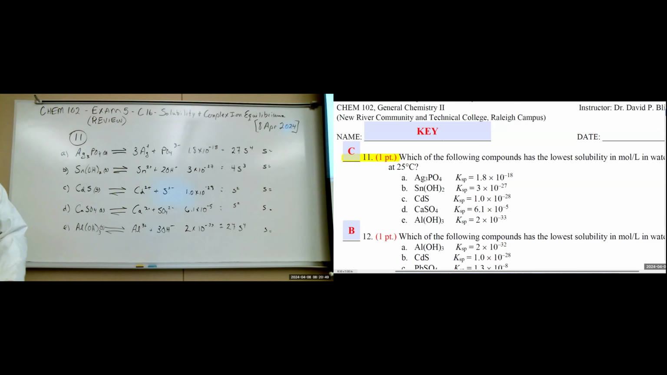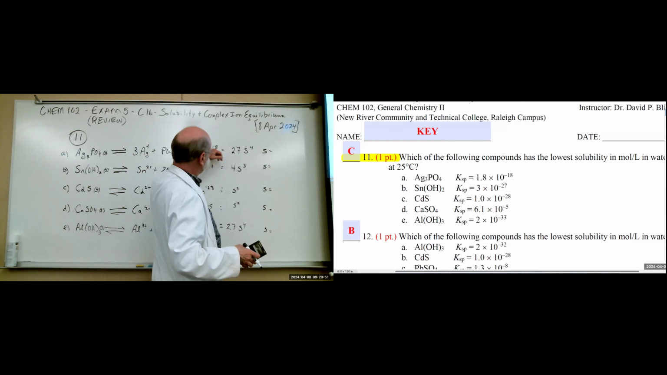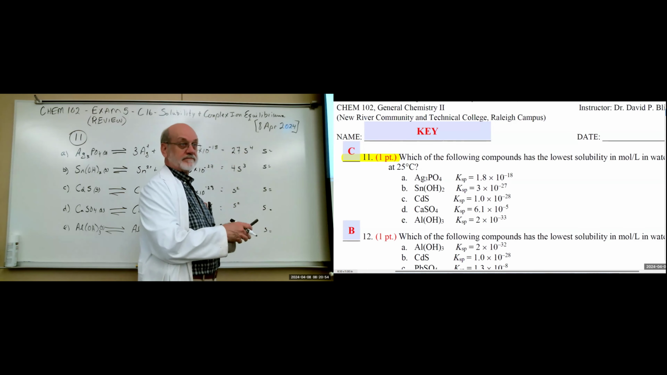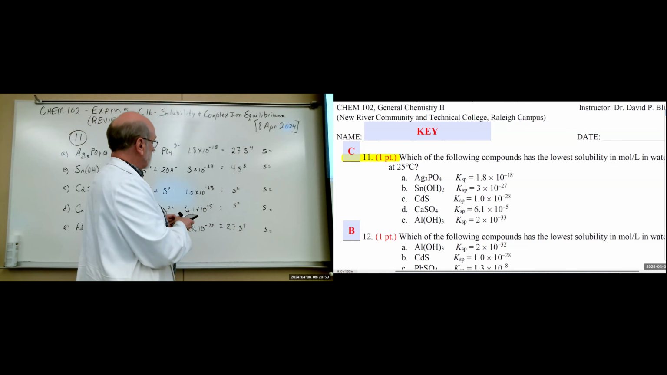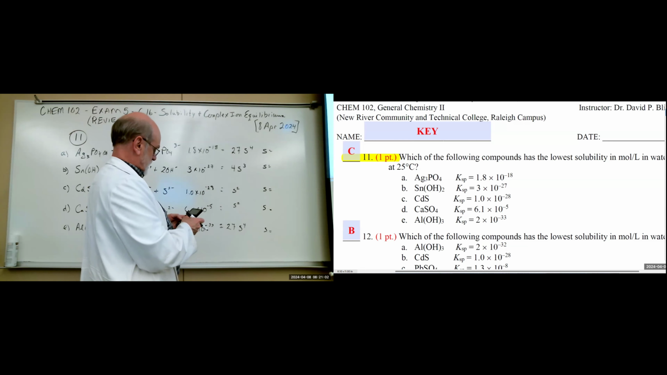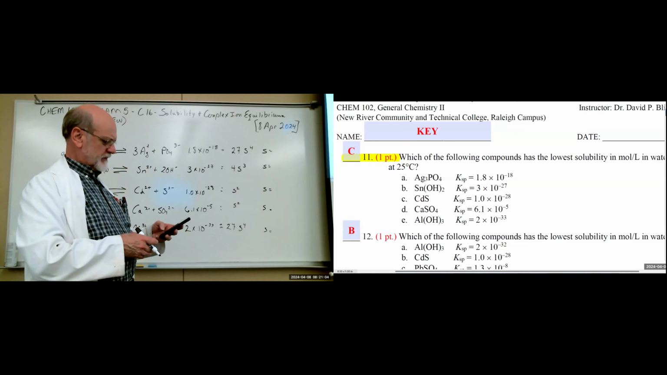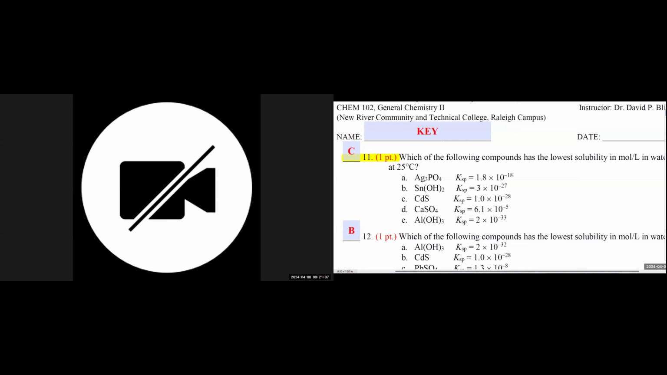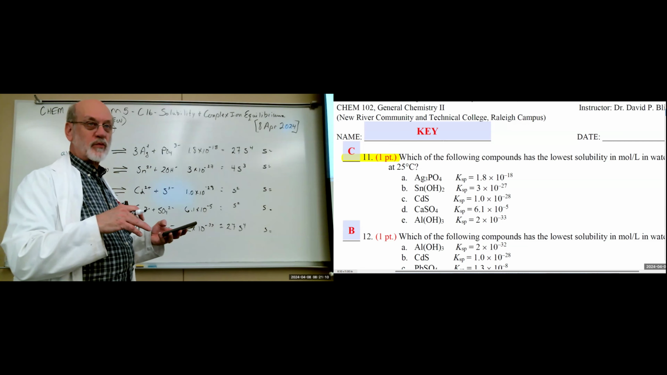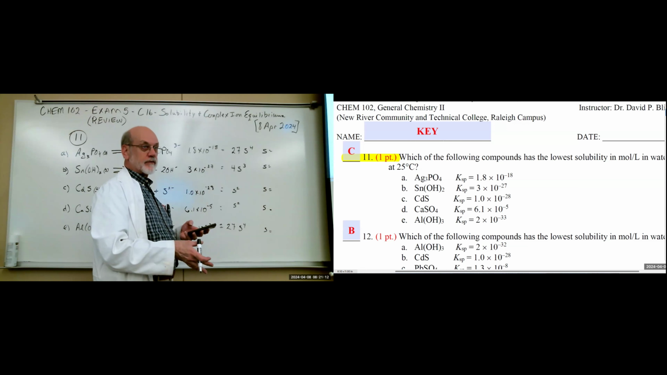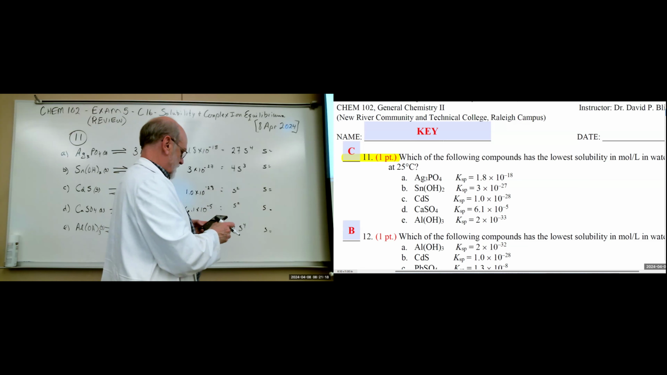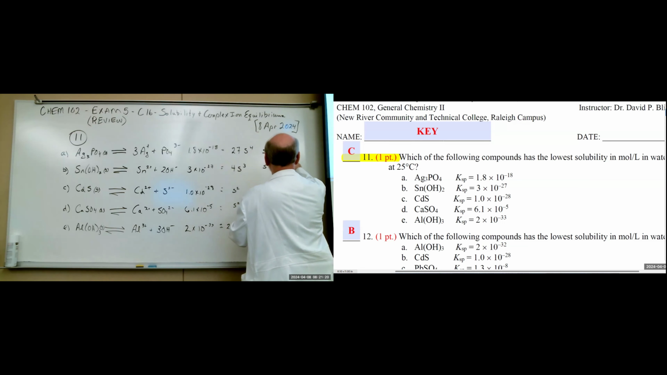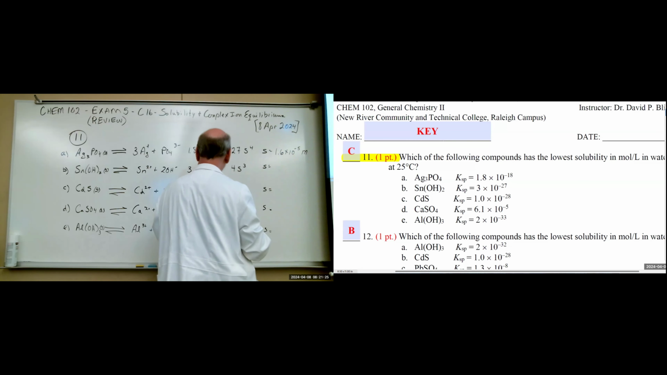All right, so for the first one, you want to divide this one by 27 and take the 4th root of it. 1.8 exponent minus 18 and divide by 27. And then my calculator doesn't have a root button on it, so I have to do powers to the 1/4. Right? If you take the 1/4 power of something, that's the same as the 4th root. And I get 1.6 times 10 to the minus 5 molar solubility.